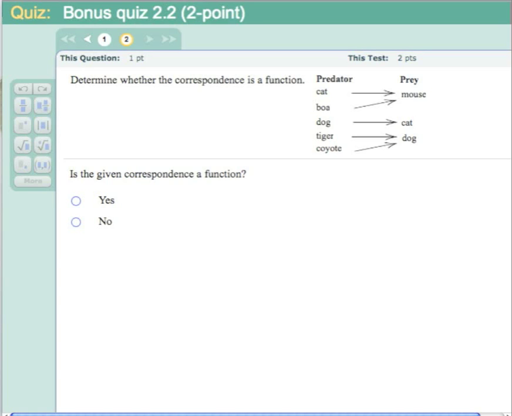Well, hello everybody. I'm back with the bonus quiz for 2.2. It's a two-parter, and I thought I'd work the second part first because it makes sense in terms of explanations. Here they want us to determine whether the correspondence is a function. And so we have animals here instead of numbers, but the idea is the same.